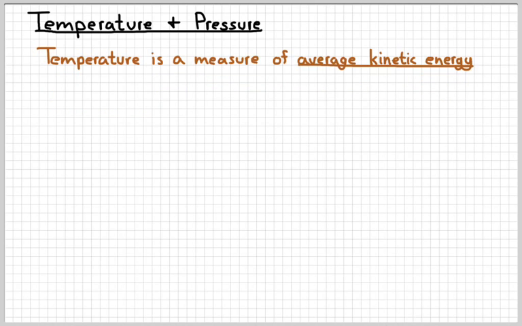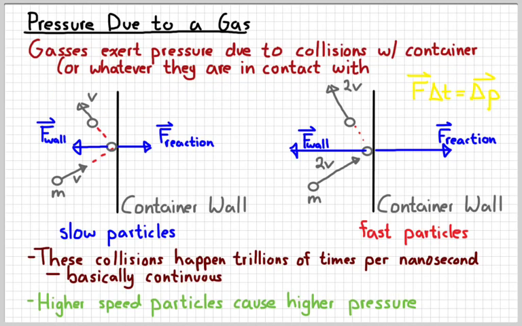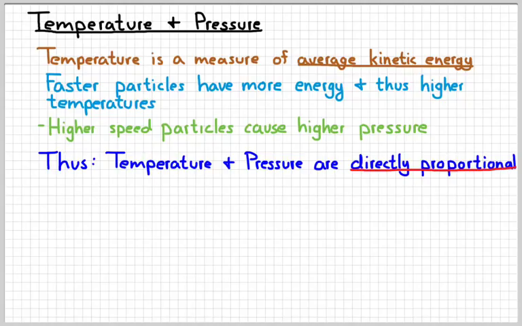So if we go back to the previous slide, the picture on the right would represent something that's got a higher temperature. So that would represent a hotter sample of gas than the picture on the left. Higher speed particles cause higher pressure because they're running into the walls more often and with more force required to redirect them. And so thus we conclude that temperature and pressure are directly proportional to each other. If you wanted to write it real fancy, you could write it like that. P is proportional to T. Capital T is going to be our symbol for temperature, by the way.